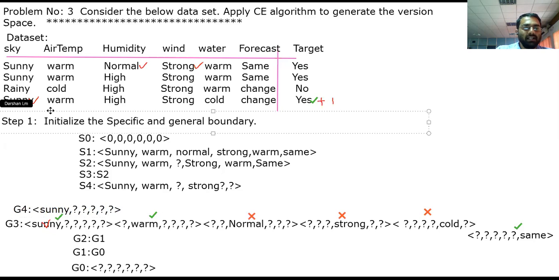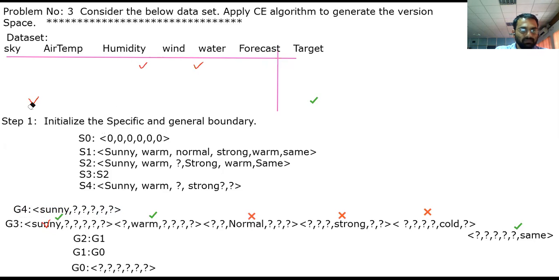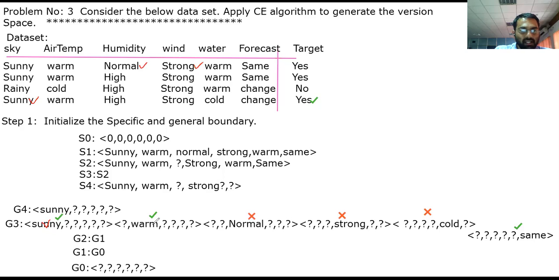Next, let us apply the same x4 instance to this second hypothesis. I'll change the color so that it is easy for you to notice. Next, here warm is there, here also warm is there. Warm and warm, same attribute value, 1. 1 multiplied by anything is 1. Incoming is positive, my hypothesis is saying positive. Yes, it has understood correctly. This hypothesis understands x4 correctly. Therefore, I need that hypothesis for the next step.